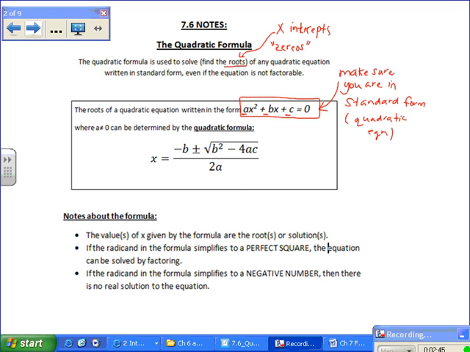So y is equal to ax squared plus bx plus c. The equals 0 here isn't that important. At the end, when we're solving for x, we usually set the whole thing equal to 0. But what we really want to see is just y is equal to ax squared plus bx plus c.